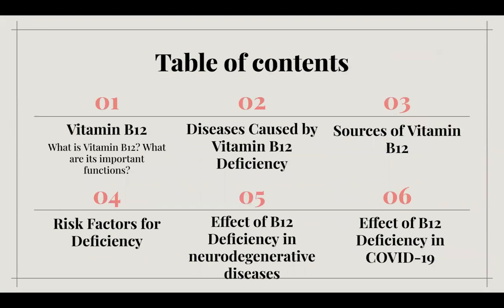I have broken up the content of this presentation into topics. The first topic we will discuss is vitamin B12 and its important functions. Next, we will discuss the diseases caused by vitamin B12 deficiency. Third, sources of the vitamin. Fourth, risk factors for the deficiency. The effect of B12 deficiency in neurodegenerative diseases. And lastly, the effect of B12 deficiency in COVID-19.